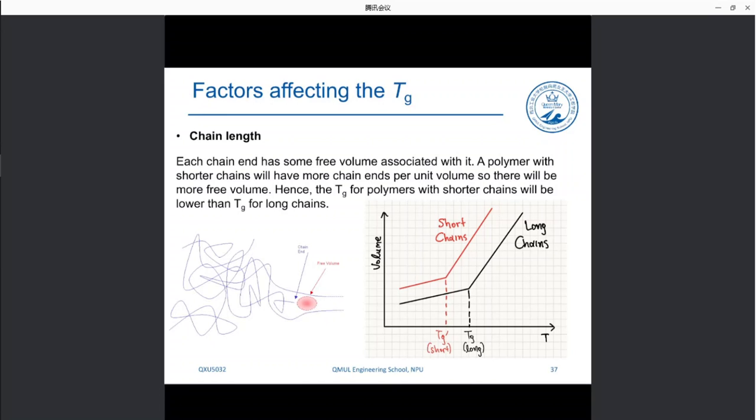Because the free volume is associated with small chains, small chains provide more free volume to the polymer. In this case, for short chains, we have lower TGs, but for long chains, we have higher TGs. So TG for short chains is lower than TG for long chains. And it has to do with the chain ends. Short chains provide more chain ends, more free volume, lower glass transition temperature.